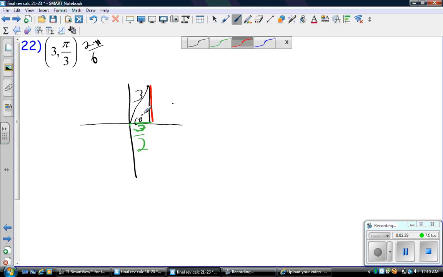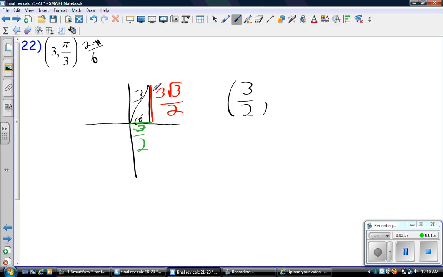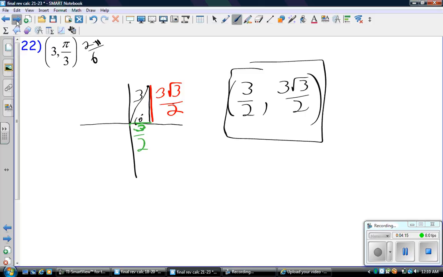To get the long leg, you just multiply the short leg by root 3. So the coordinates of this point in rectangular form would be go right 3/2 and go up 3 root 3 over 2. Again, this is right and up. This is rotate 60 degrees and step out 3 steps, but same thing. There you go.